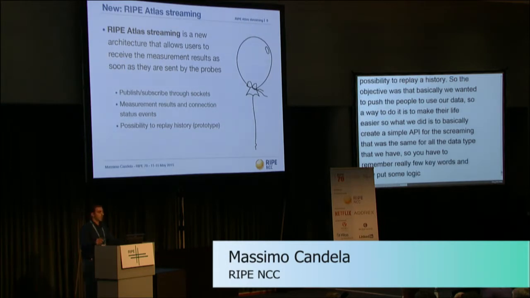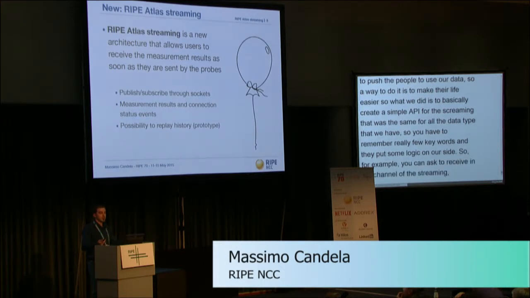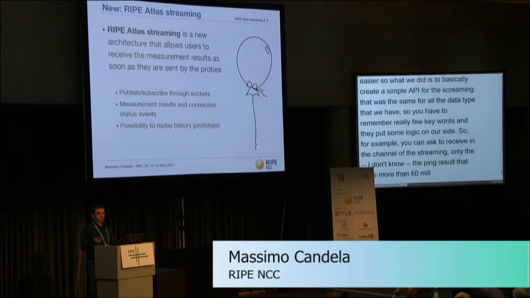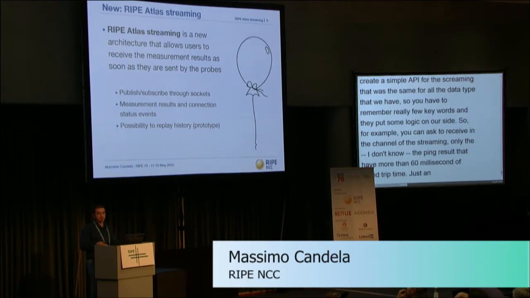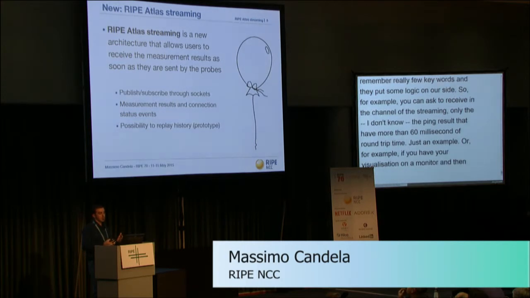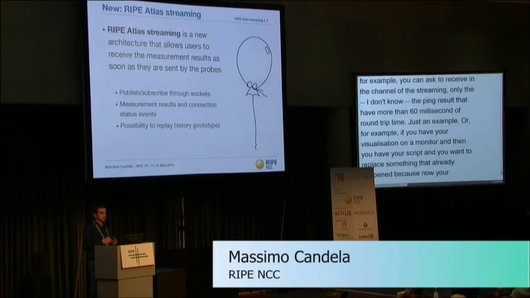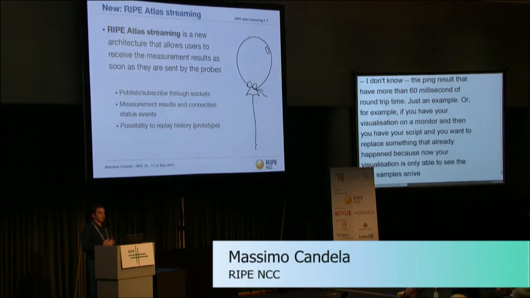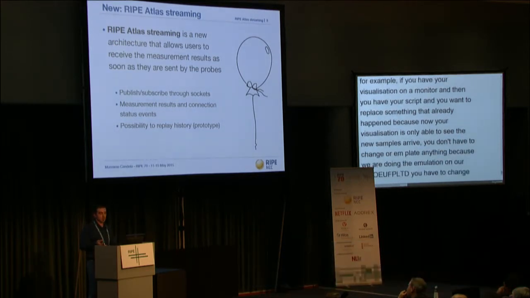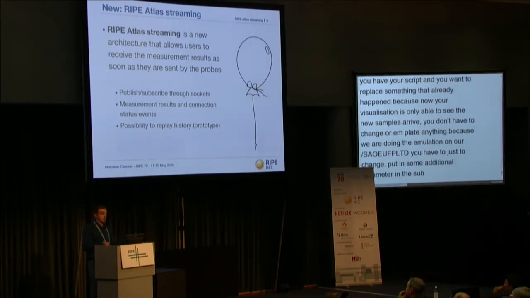And we put some logic on our side. So for example, you can ask to receive in the channel of the streaming only, I don't know, the ping results that have more than 60 milliseconds of round trip time. Just an example. And if you have your visualization on a monitor and you did your script and you want to replay something that already happened, because now your visualization is only able to see the new samples, right? You don't have to change or emulate anything, because we are doing the emulation on our side. You just have to put some additional parameters in the subscription phase. So that was the idea, to keep it really easy.